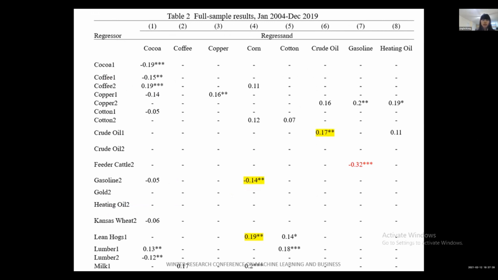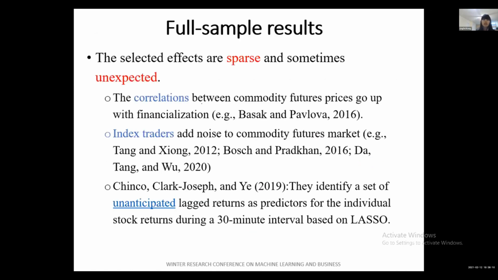Moreover, gasoline return is selected to predict corn, which is probably because of the relation between biofuels and fossil fuels. Lean hog is also selected to predict corn, mainly because lean hogs consume corn. However, there are some unexpected lead-lag relations. For instance, the lead-lag relation between feeder cattle and gasoline. Apparently, there's no economic link between them. So as shown in the full sample, these selected effects are sparse and sometimes unexpected, which is consistent with the financialization story.